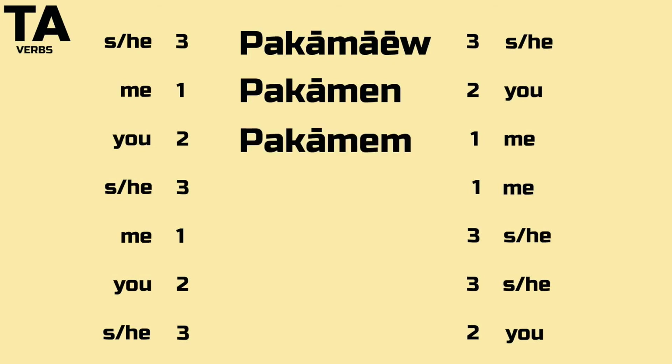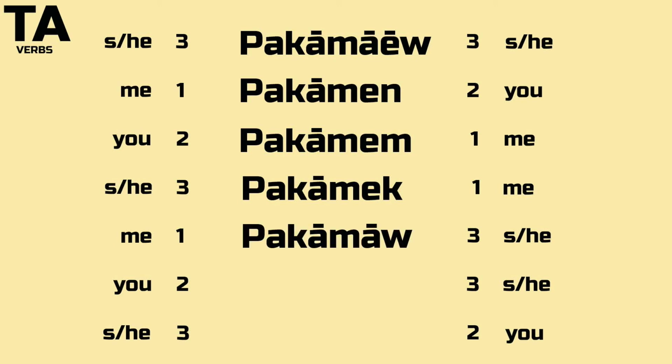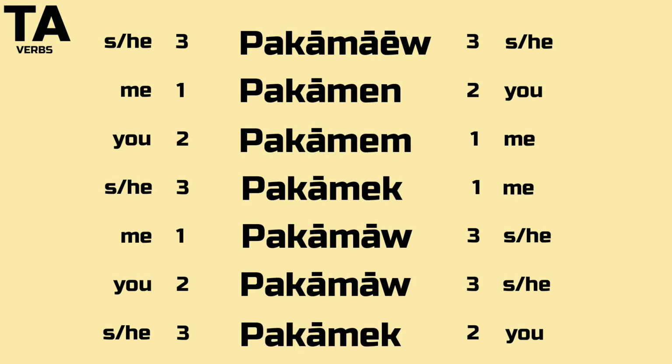Now we take that same pakam and put it in the you act on me verb, or pakamim. Now I'm saying you hit me, you struck me. Again, take that same piece of the word and put it into the he, she acts on me, pakamic, he or she struck me. Now we're looking at I onto him or her, pakamau, I struck him or her. And again, pakamau doubles for you struck him or her. Pakamic again means he, she struck you.